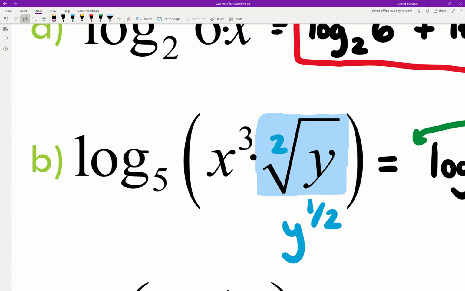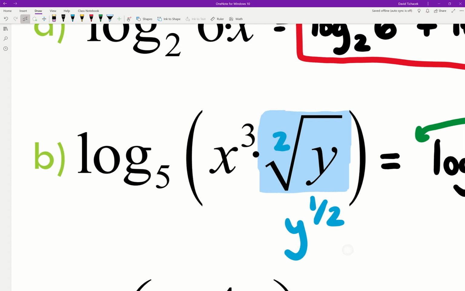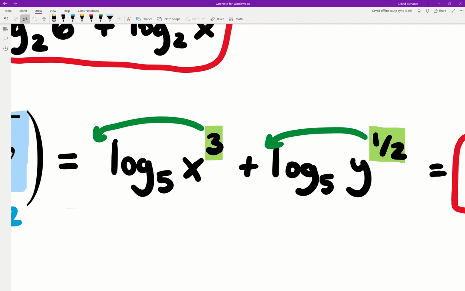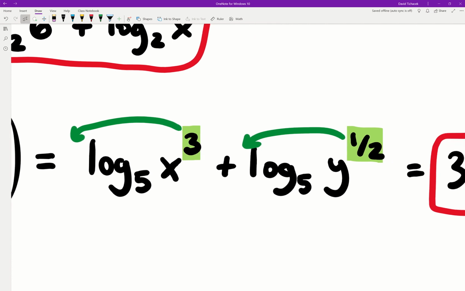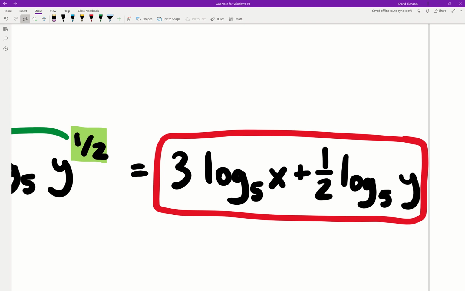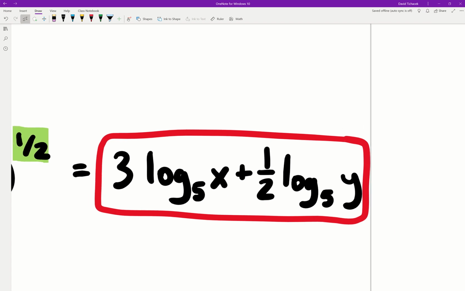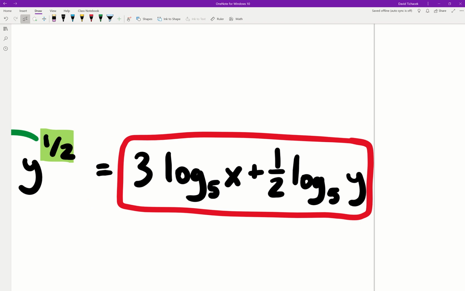So square root of y, I'm going to rewrite that as y to the power of 1/2. And you notice here that I am doing the log of a product, so I'm going to rewrite that as the sum of the logs. Okay, so log base 5 of x cubed plus log base 5 of y to the 1/2 power. And you can see there in green, I'm going to be applying my power property next to take those exponents on my inputs and write them in front of my logarithms. And so I'm going to have this final result right here: 3 times the log base 5 of x plus 1/2 times the log base 5 of y.